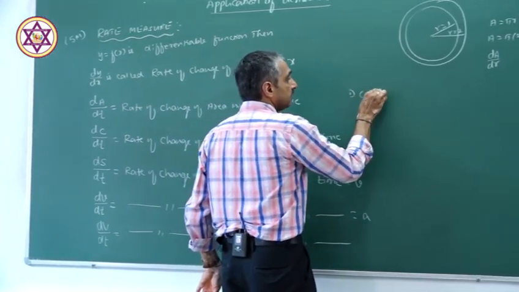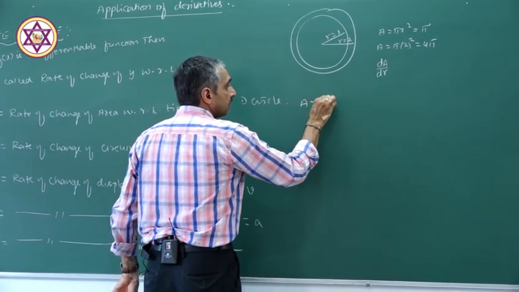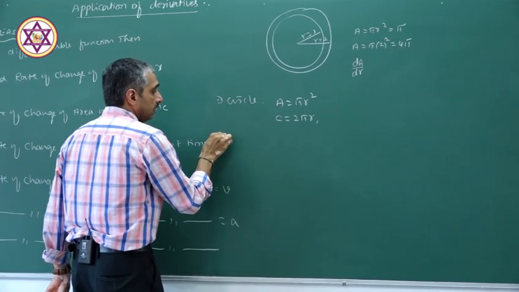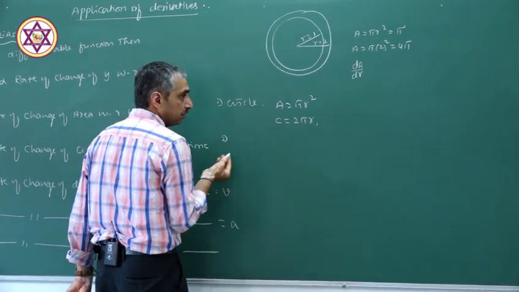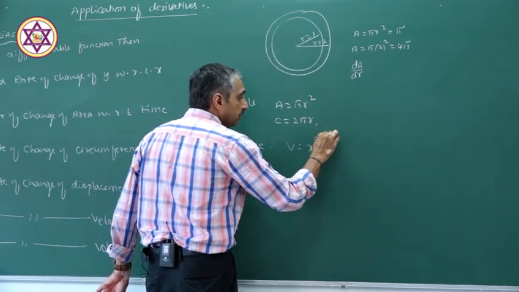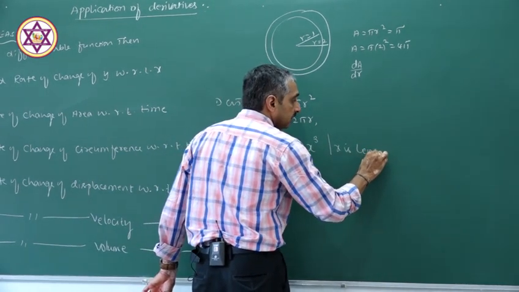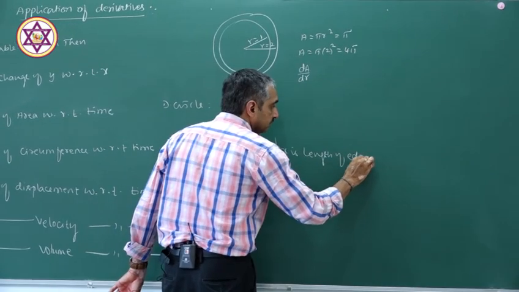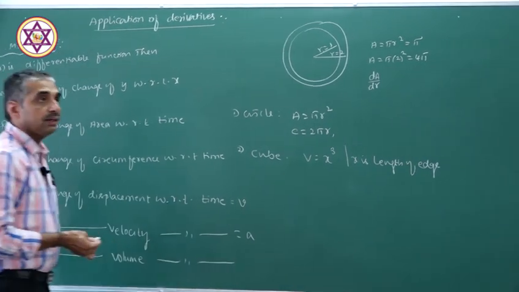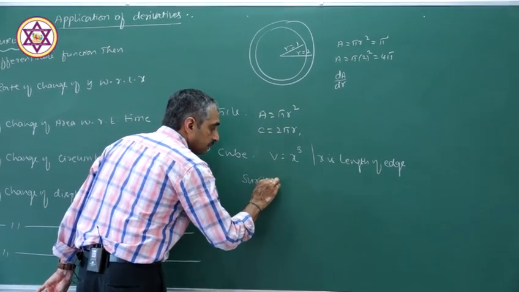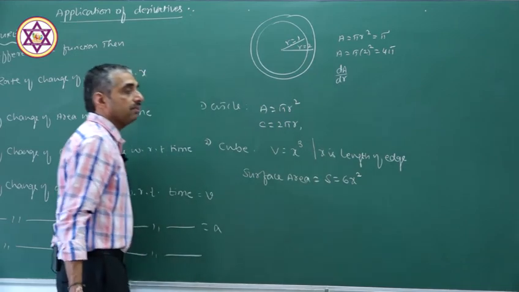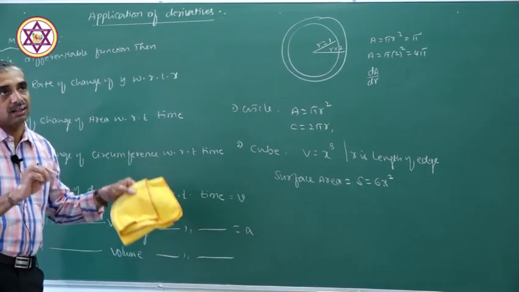Suppose you consider a circle, you know the area of the circle is pi r square, and the circumference C is equal to 2 pi r. Then if you come to the cube, what is the volume of the cube? x cube, where x is the length of the edge. Volume of the cube is equal to x cube. Then what is the surface area of the cube? Surface area S is equal to 6x square. Once again, x represents the length of the edge.